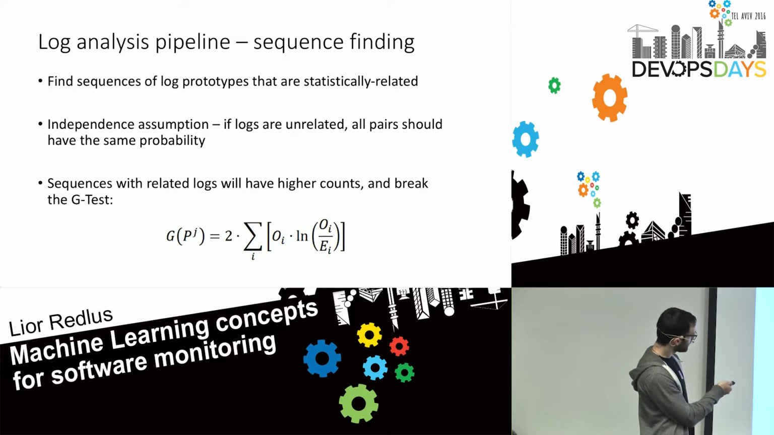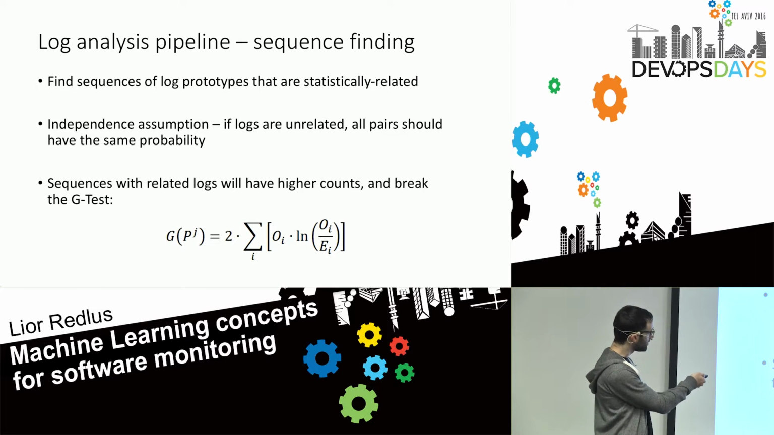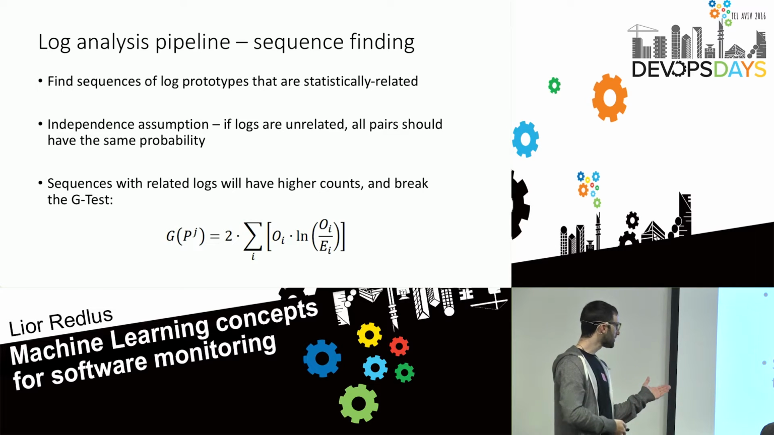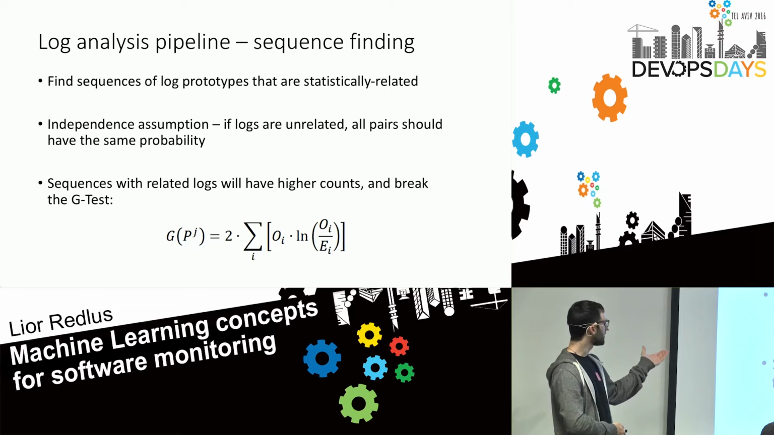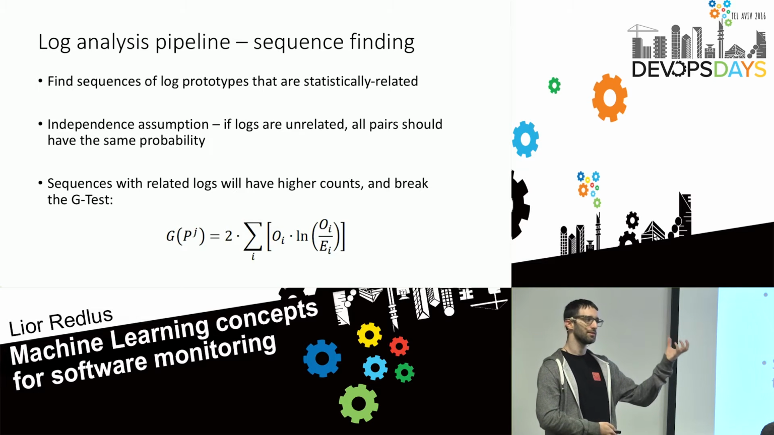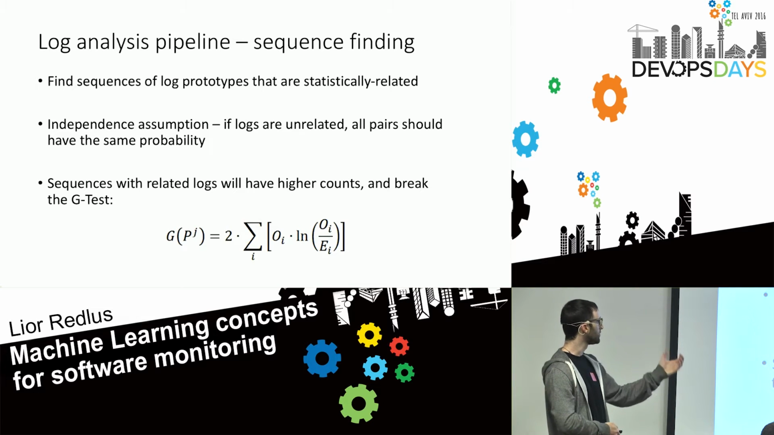This is called the G-test, and it is about the observed amount of occurrences that we found of sequences against the expected. And it is a statistical test that can show us when we have broken an independence assumption in order to understand that two logs are related or a sequence is related.